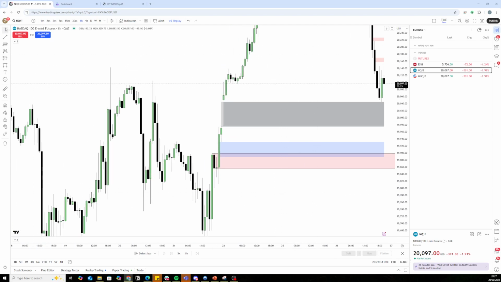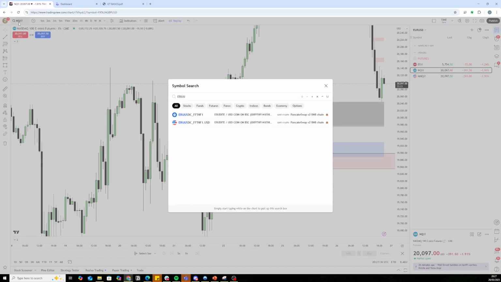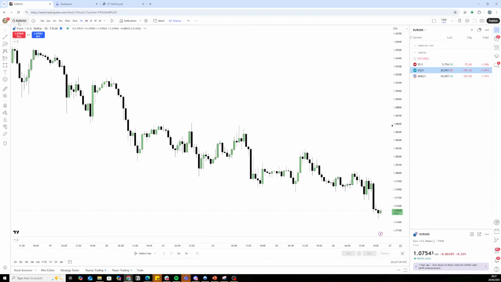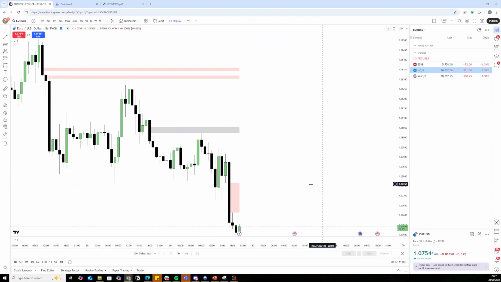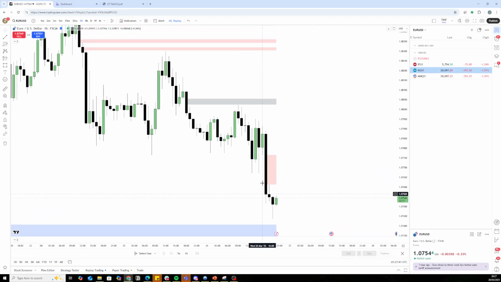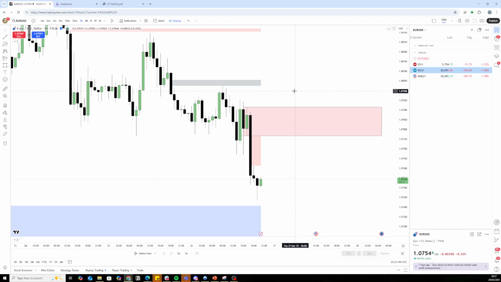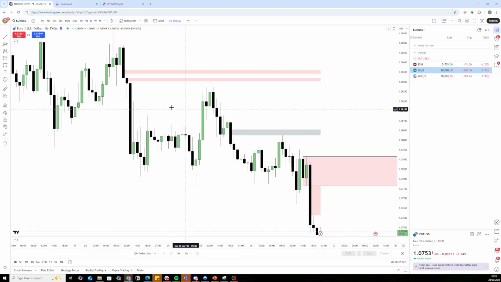If I just go on EU or GU, I'm sure there's some better examples from today. All right, this strong move down here. See this big red candle, this last bullish candle before, that's an order block. Why is that an order block? This was the candle that all of these sellers entered the market on, right? And that caused this aggressive move to the downside. So this is where orders are resting, inside this candle. And that's why it's an order block.